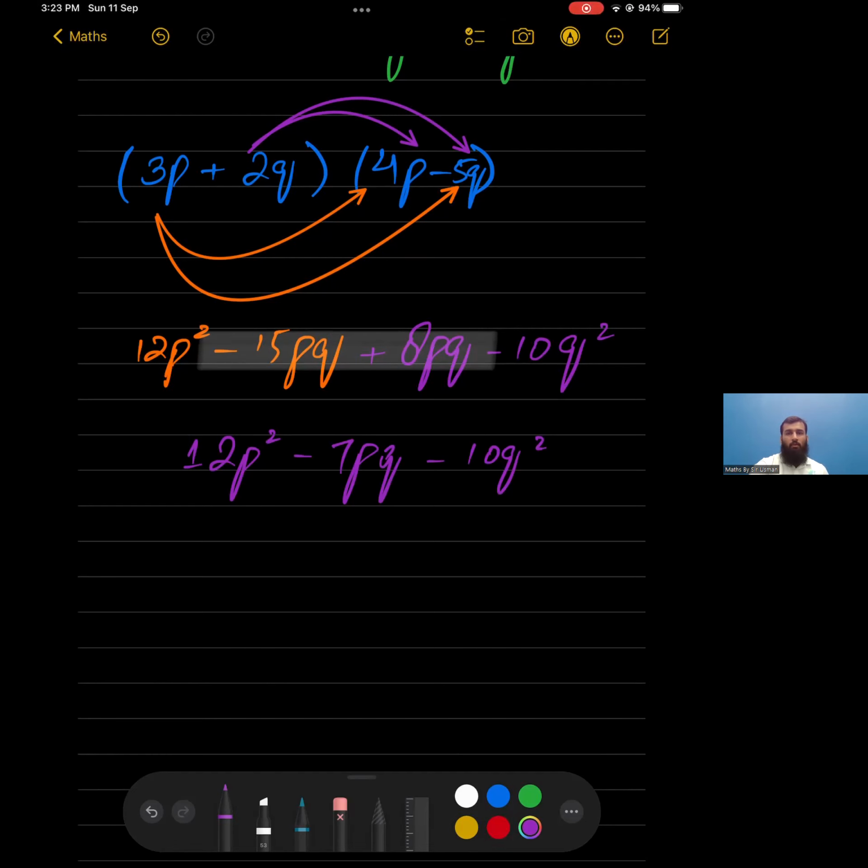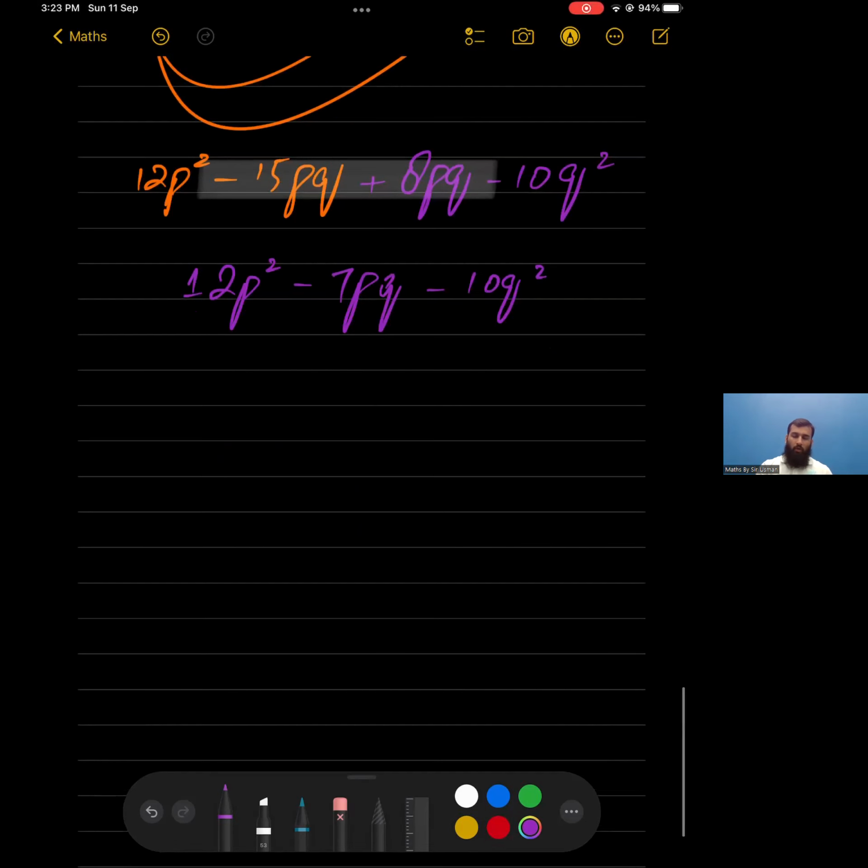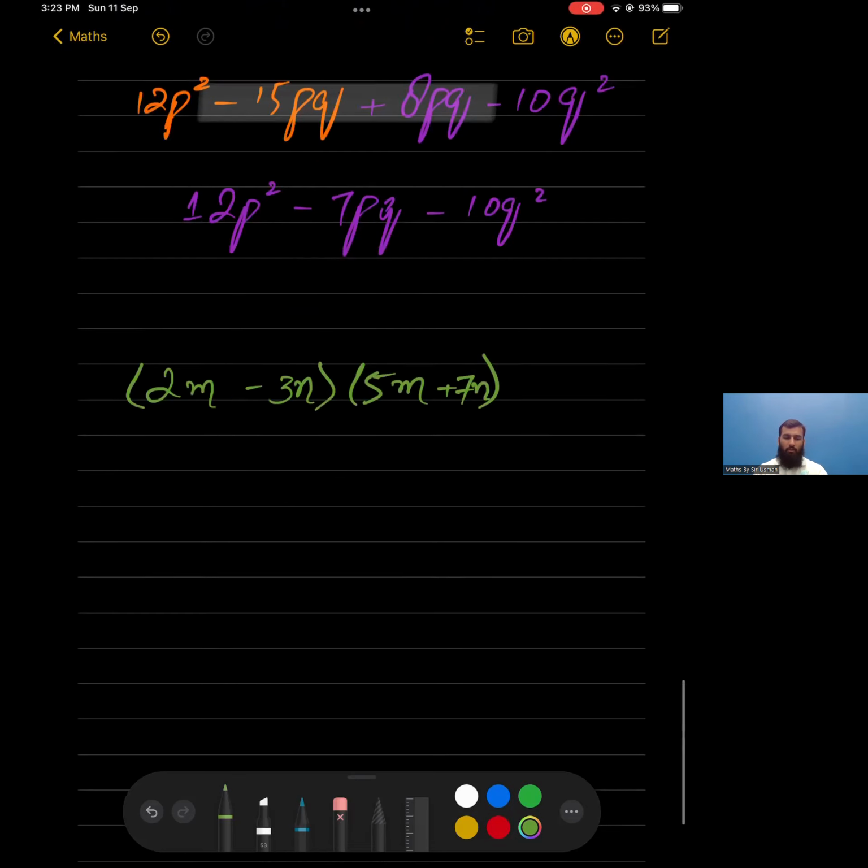Perfect. Now moving forward, we are now moving on to one other question. एक और similar question हम practice कर लेते हैं and then we'll move on to the next topic. So we have got 2m minus 3n times 5m plus 7n. Now we need to multiply them. और हमने concept यही use करना है that we would multiply 2m with the next bracket first and then negative 3n with the next bracket. और फिर हम simplify करके अपना final answer लाएंगे. So just give it a try and see if you people are able to solve this.